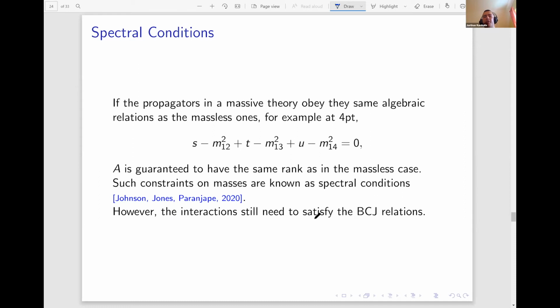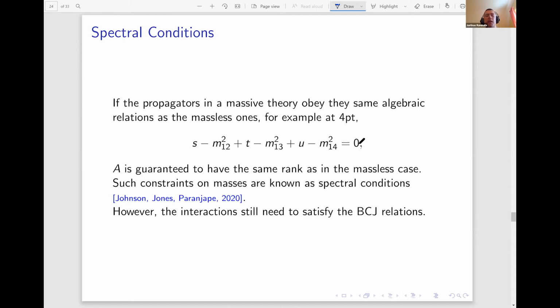Then we can copy everything that happens in the massless case to a massive case, but with some more general spectrum, not just a single mass. And we can require that the propagators in the massive theory satisfy exactly the same algebraic relations as the massless propagators. And the simplest example, of course, is 4-point. So you know that at 4-point, the massless propagators s, t, u add up to 0, but in the massive case, that's in general not true. However, if we choose these exchanged masses very carefully, this M12, M13, and M14, we can tune them such that these massive propagators also add up to 0.